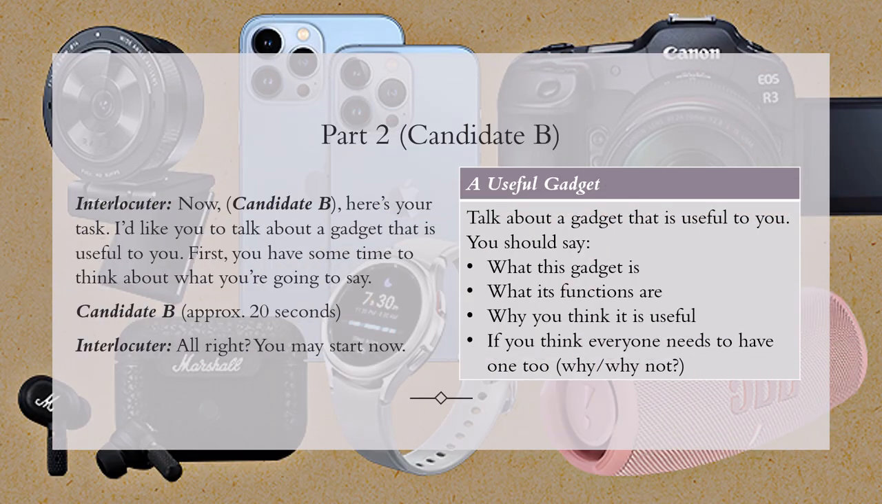Now, candidate B, here's your task. I'd like you to talk about a gadget that is useful to you. First, you have some time to think about what you are going to say. Right, you may start now.